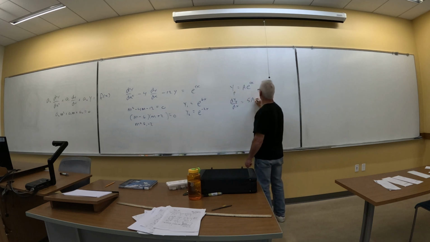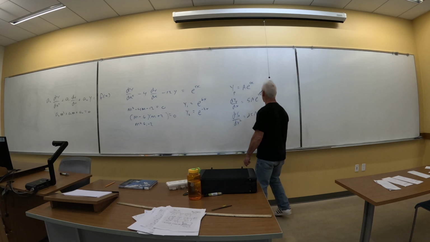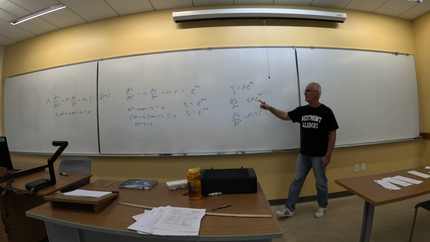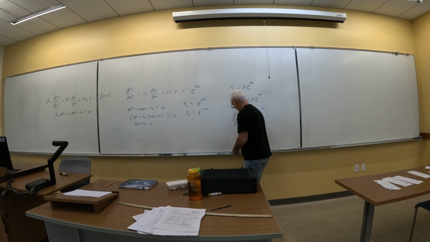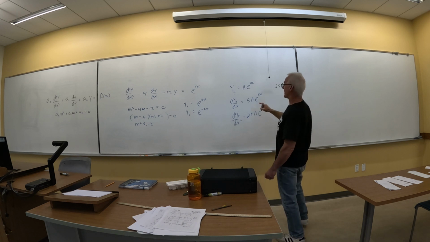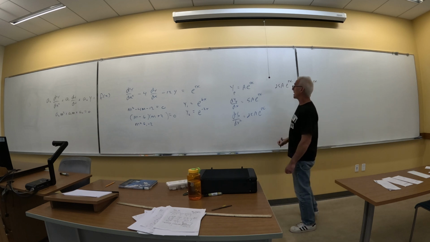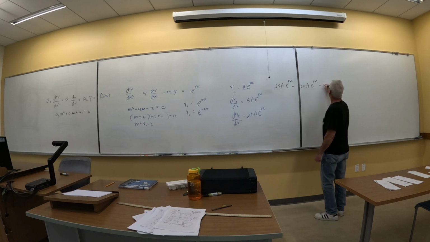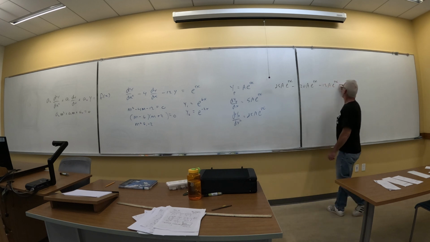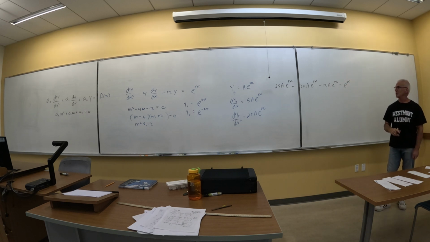If that's true, then the first derivative would be 5a e to the 5x, and the second derivative would be 25a e to the 5x. Now let's take these three and substitute them back into the original problem. That gives us 25a e to the 5x minus 4 of these, so minus 20a e to the 5x, minus 12 of these, and that whole thing is supposed to equal e to the 5x. So what do I have on the left side?